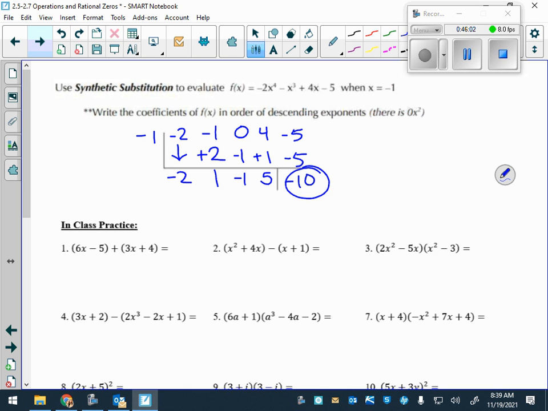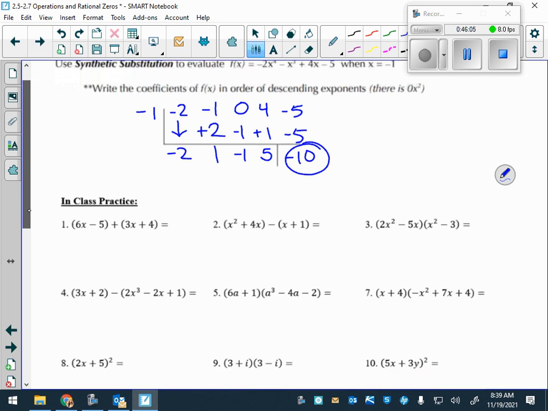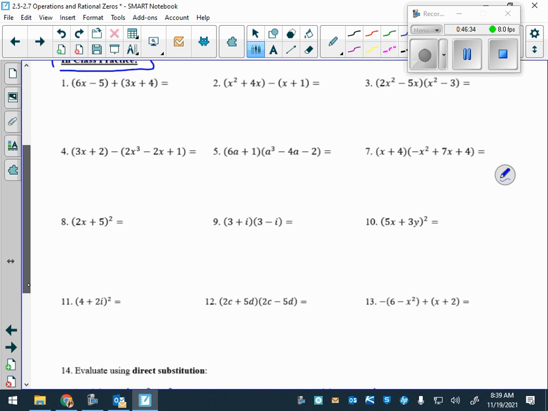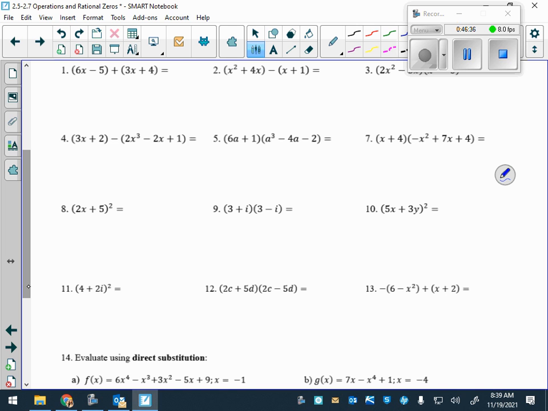Okay. So we're going to start with the in-class practice. You have to pay attention to directions. It might say direct substitution, which is the previous one, or synthetic. Most likely I'm going to give you the option of whatever to use, but just pay attention to that. So you guys are going to start with the in-class practice below, these specific problems. We should have time to go through them.